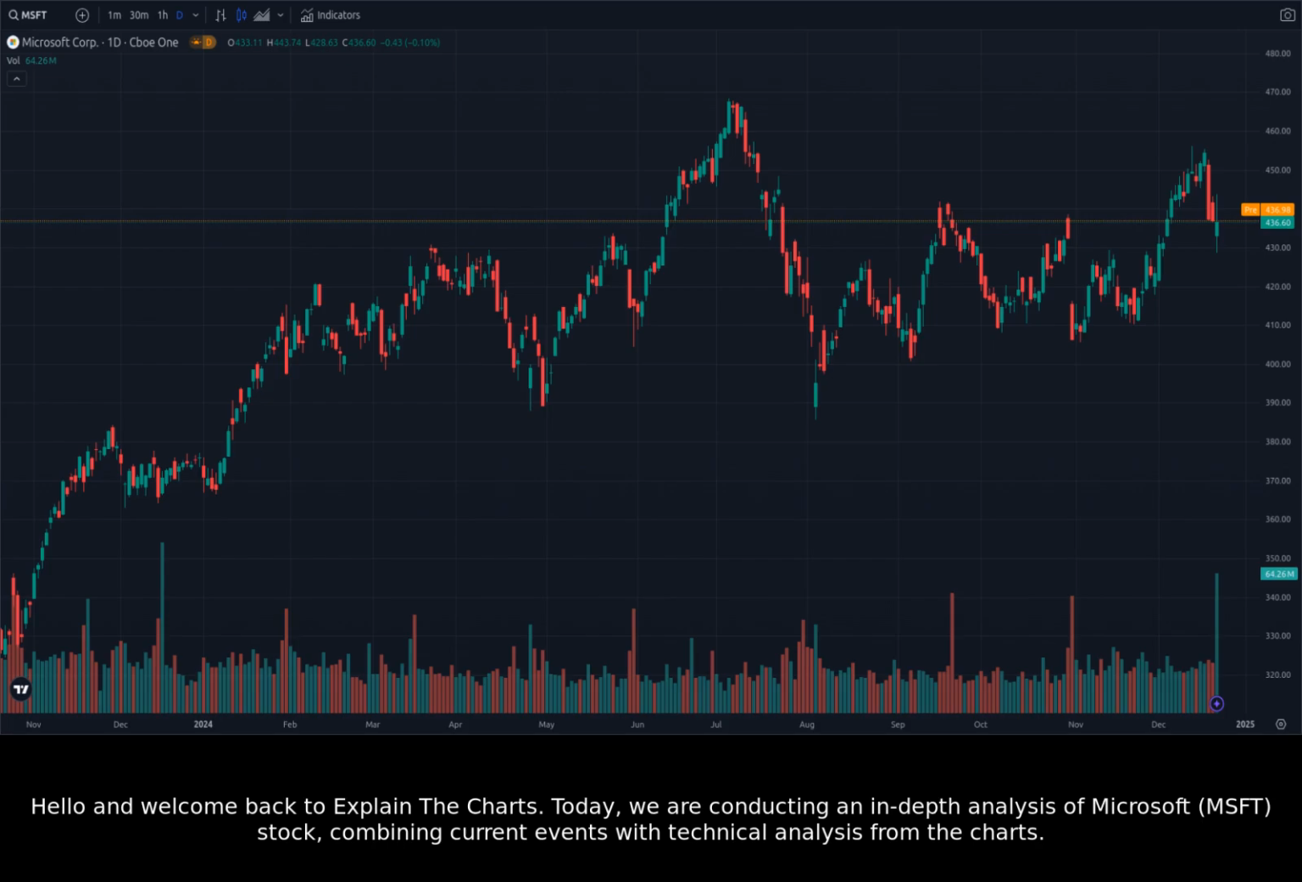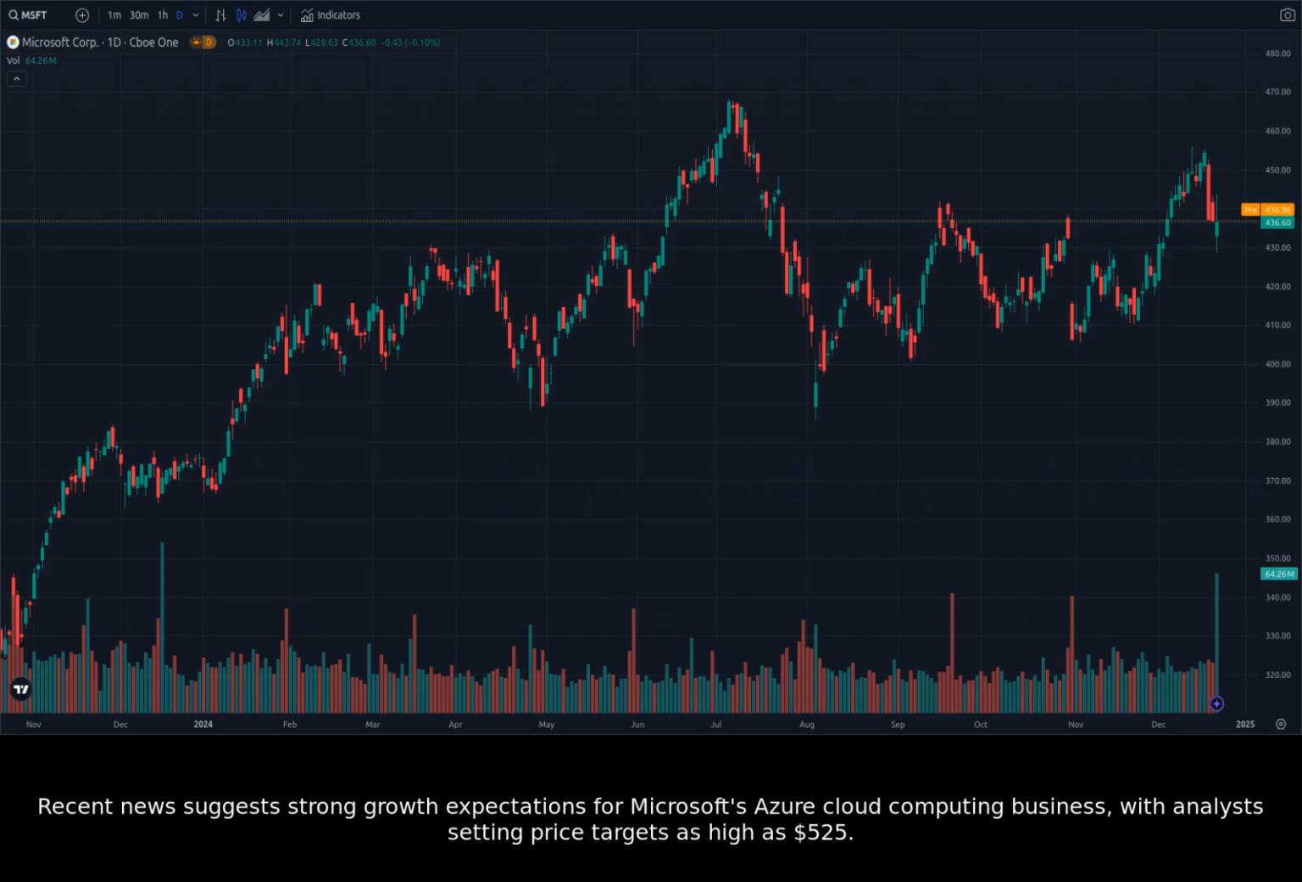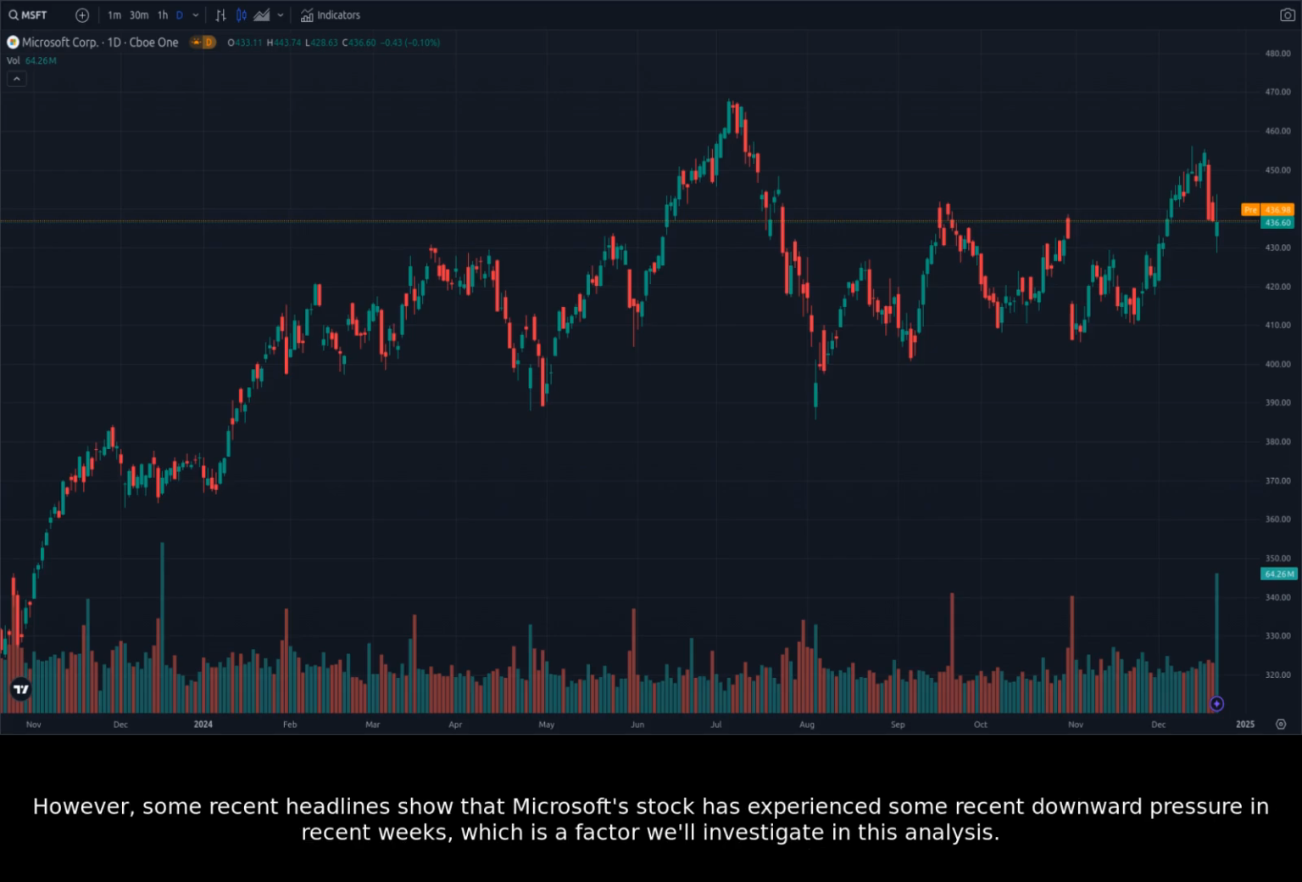Today, we are conducting an in-depth analysis of Microsoft MSFT stock, combining current events with technical analysis from the charts. Recent news suggests strong growth expectations for Microsoft's Azure cloud computing business, with analysts setting price targets as high as $525. However, some recent headlines show that Microsoft stock has experienced some downward pressure in recent weeks, which is a factor we'll investigate in this analysis.